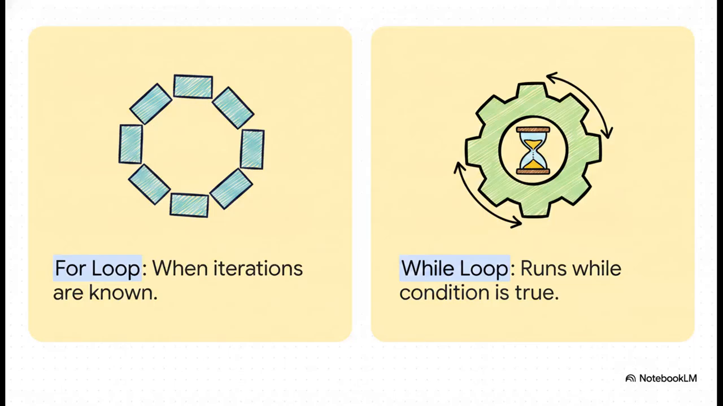Python mainly gives us two distinct types of loops to handle this repetition. First, we have the for loop, which is used when the number of iterations is known in advance, like when you know you want to process exactly 10 items. Second, we've got the while loop. This one's a bit different. It doesn't have a set number of runs. Instead, it just continuously executes as long as a specific condition remains true.